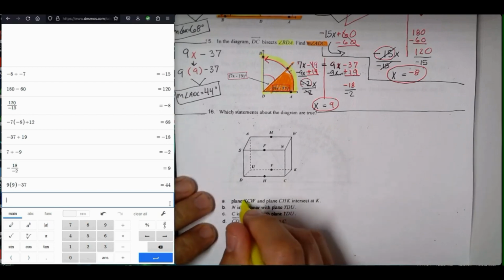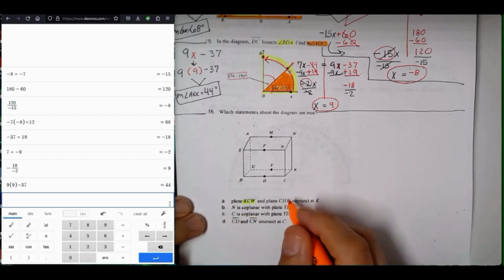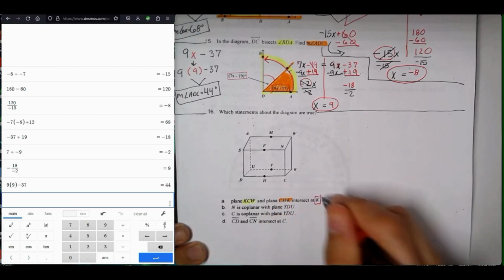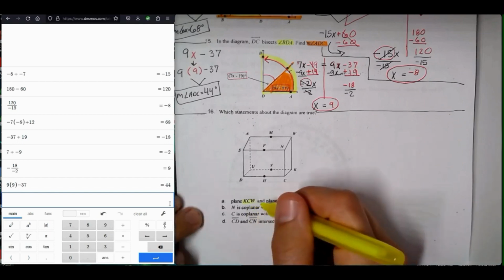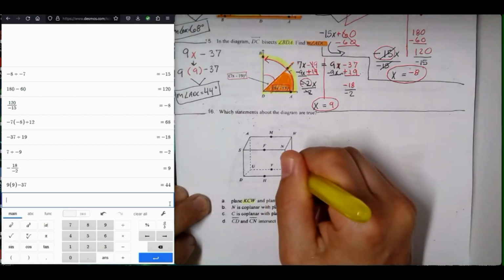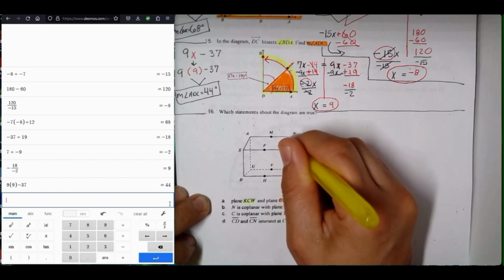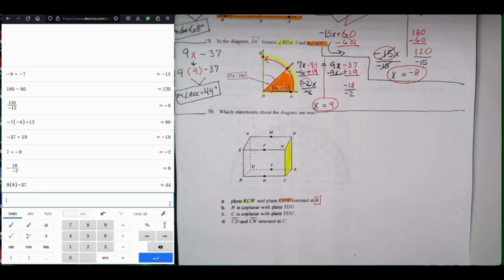First, it says plane KCW and plane CHK intersect at K. So they intersect all at K. Well, let's see if that's true. I'm going to highlight the planes. So I got KCW. So there's K, C, and W. Now, you can name a plane by just giving 3 points of any plane. So what I'm going to do is I'm going to highlight it. So that plane, that whole area, that's my plane for KCW.